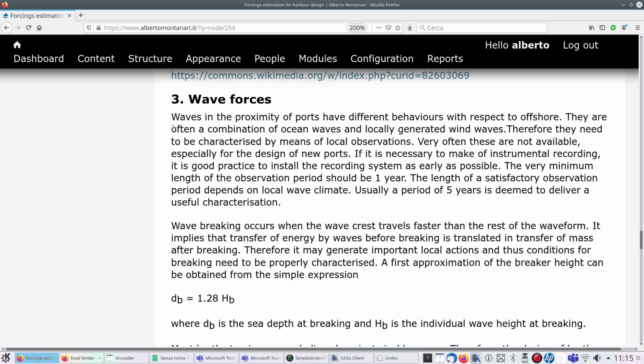given that waves, we already discussed this, are a random process, they need to be defined in an inductive way. So we have to use inductive methods, which means that we have to define their behavior by looking at observations. And what is the ideal length of the observation period to get a sufficiently detailed description of waves? Usually we say that it's a period of 5 years, which is deemed to be long enough for getting a good definition for port and harbor design.